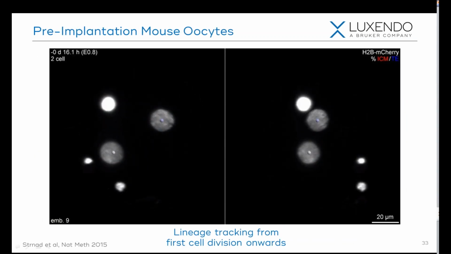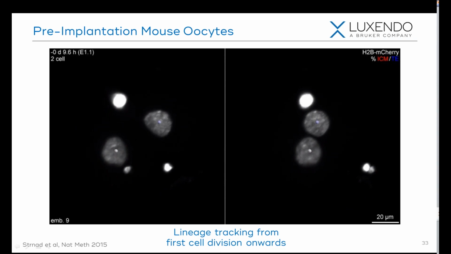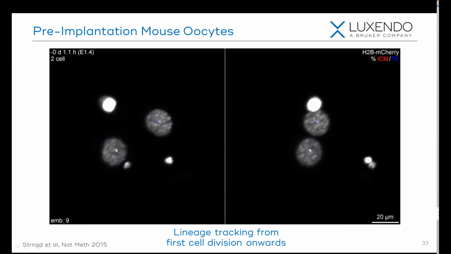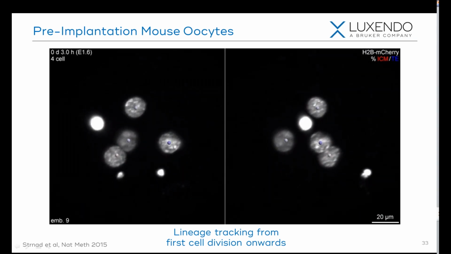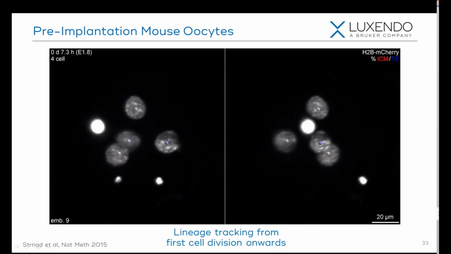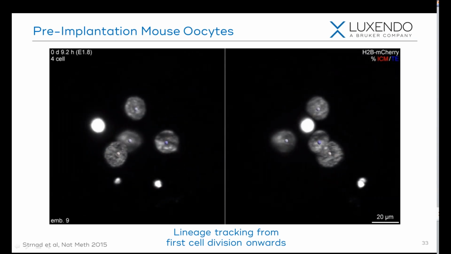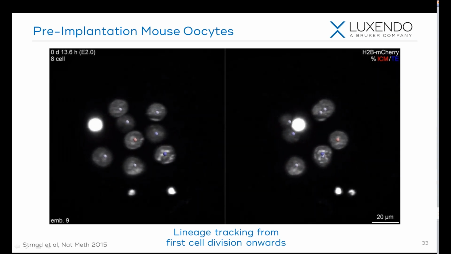Now, to give you an idea of what kind of images we can achieve with this, here we're looking at the mouse pre-implantation oocytes, and what we're going to see through this video, which is imaged every 5 minutes for almost 2 days, is we're able to track these individual nuclei from the very first cell division all the way through the 63 cell state, which again, takes approximately 2 days.